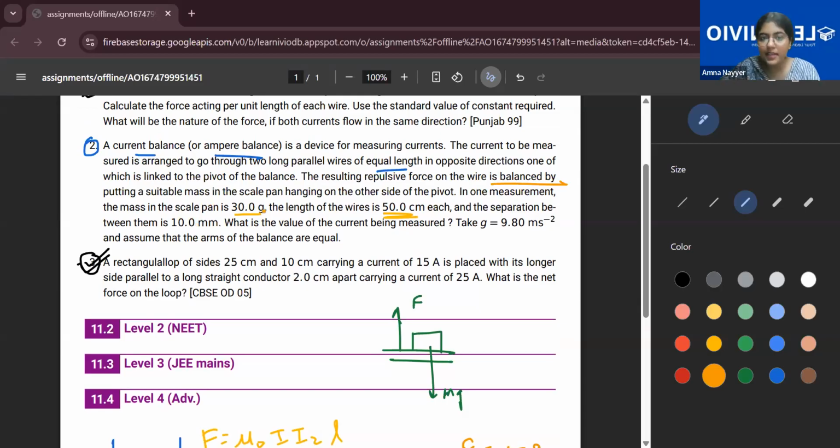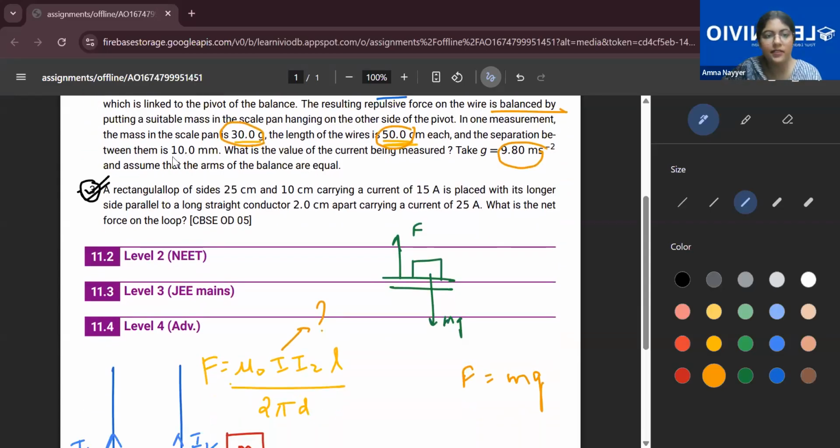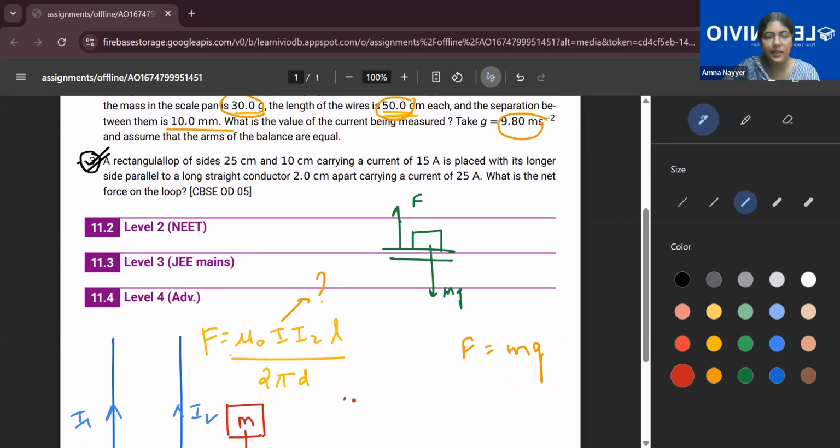Okay, so m is given, g is given, length of the wire is given, current is missing, which we have to calculate. Mu naught by 4 pi you already know, and small d is given as 10 millimeters. I'll just write down what all things are there. Look, length is given as 50 centimeters. So you can just write it as 0.5 meter.